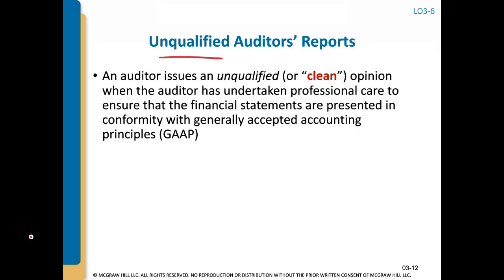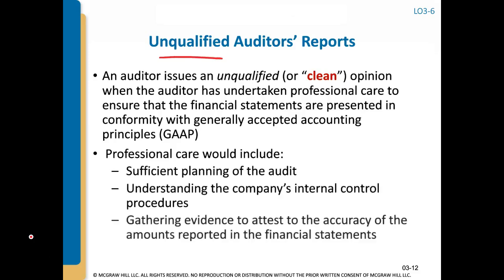So one is called the unqualified auditor's report. And an unqualified auditor's report means clean. It sounds counterintuitive because it sounds like they don't qualify the numbers, but it's actually the opposite. An unqualified report is what you want. An unqualified opinion is what a company would want. It means the auditor has looked at the financial statements and that they said they are presented in conformity with GAAP. And these are just some of the items that the auditors would go through to issue such a report.